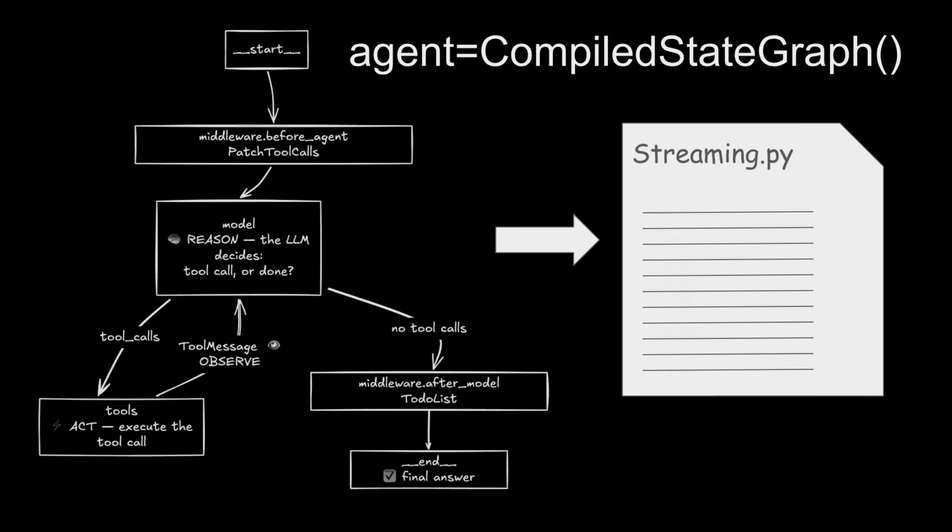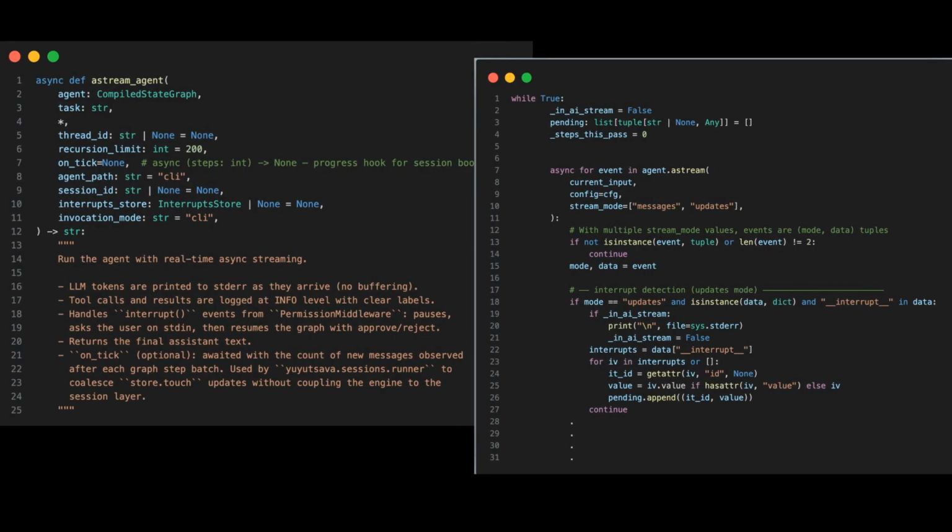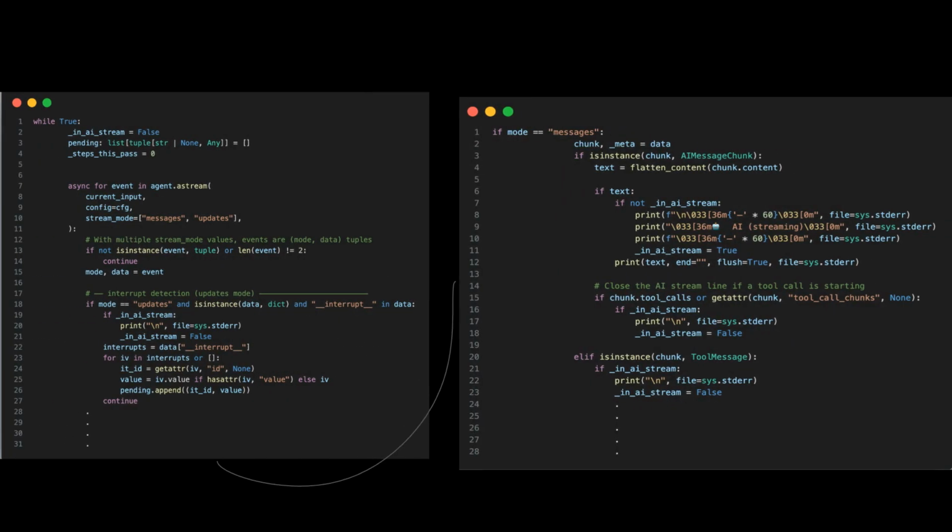What we feed in is one thing, the human task, as the first message. That's the only input the loop ever gets from us. There's a while True wrapped around this, but it is not the agent loop. The agent loop lives inside the graph. This outer while exists for one reason only, to let the agent pause, ask a question, and continue. On a normal run, it passes through once. The real work is this one call.